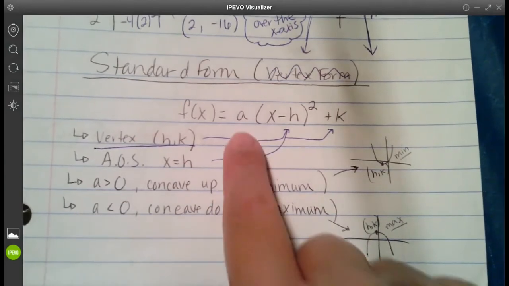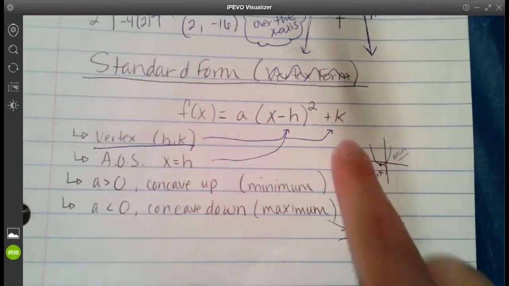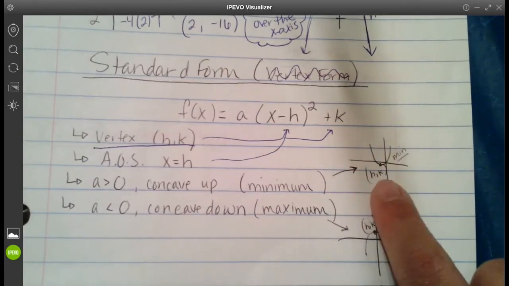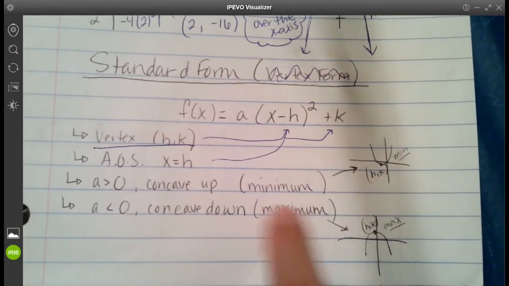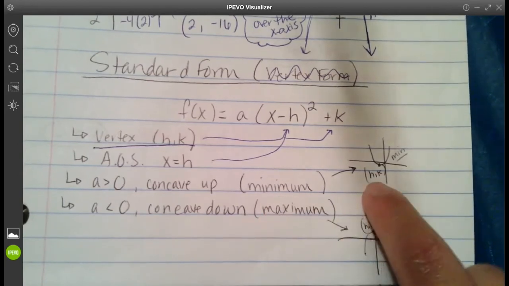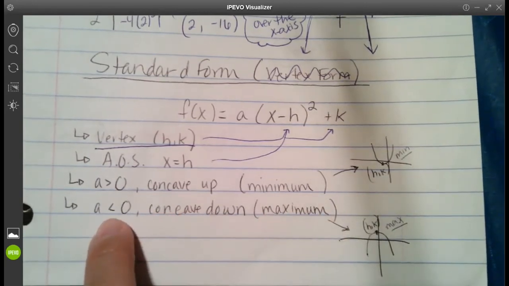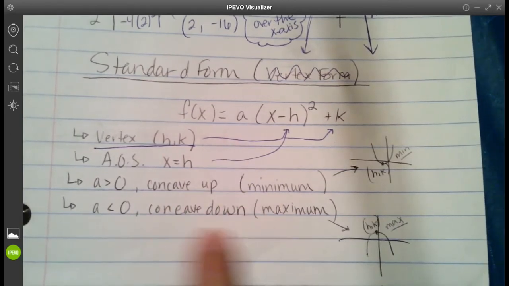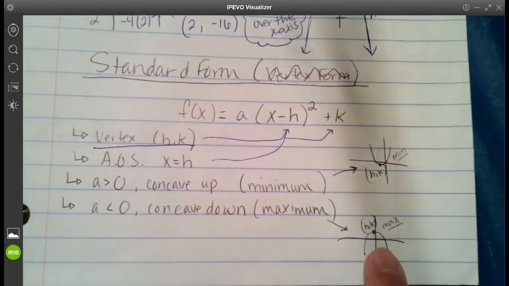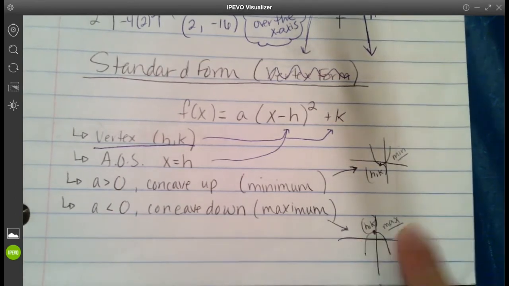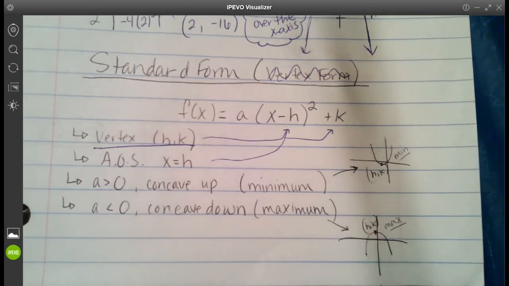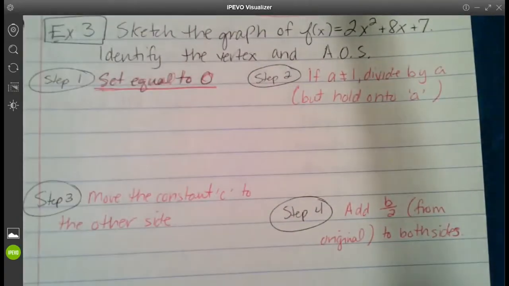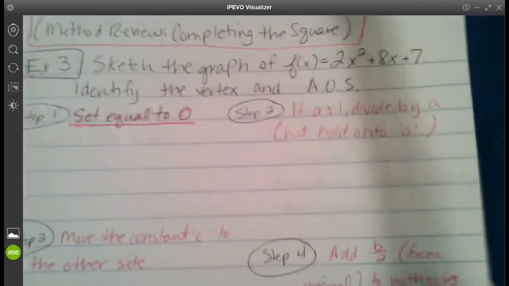If a is positive, so if this guy is positive, the graph is going to be going up. And if it's going up, that means that it has a lowest point, which is our minimum, also our vertex (h, k). If this is negative, so if a is less than 0 right here, it just means the opposite. It means it's concave down, and it looks something like this, which means we have a maximum point. And of course, the (h, k) is still there for the vertex. Just some definition stuff. Let's go ahead and try an example now on how to get from our original quadratic form to this standard form here.